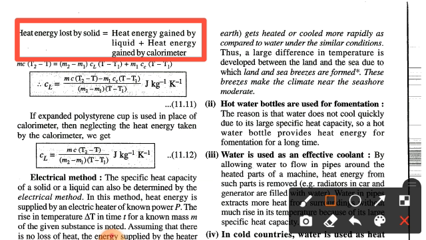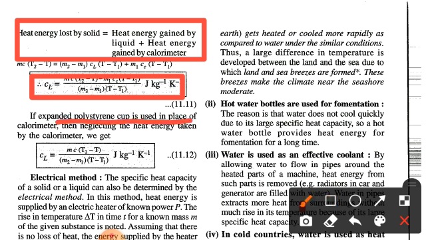So in place of heat energy lost by the solid, you can put the values and finally you will get the specific heat capacity Cl. You can see there, Cl is the specific heat capacity of liquid. That's why it is written as Cl. So if an expanded polystyrene cup is used in place of calorimeter, what will happen? Then neglecting the heat energy taken by the calorimeter, we get the above relation like this: Cl is equal to mc(T2 minus T) by (m2 minus m1)(T minus T1) joule per kg per Kelvin. Clear?